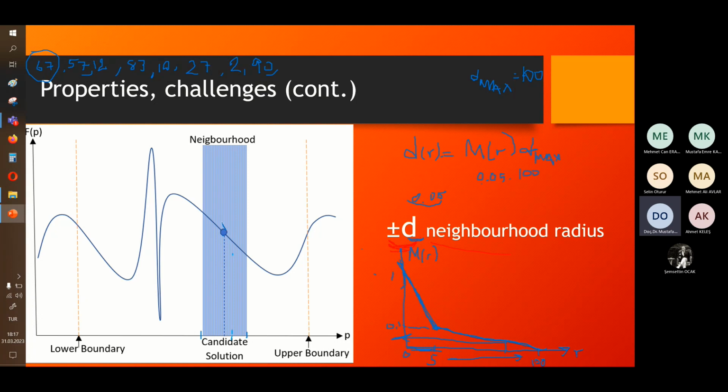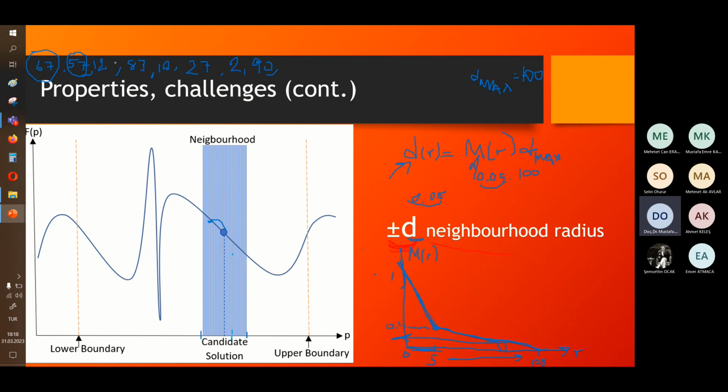And let's say we've checked this one and we rejected it. And now we are in here. The next solution will be produced within the neighborhood. What is the radius? It will be calculated from here once again. And the next time we will take 57 and feed it into MR, and it will give us something very near to 0.05, let's say 0.049. And it will be more or less that large.